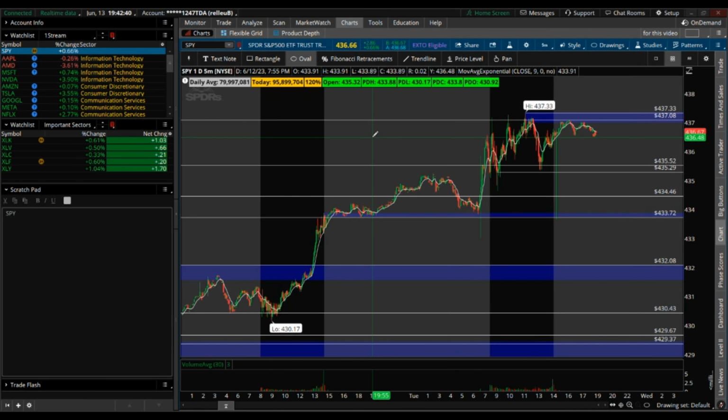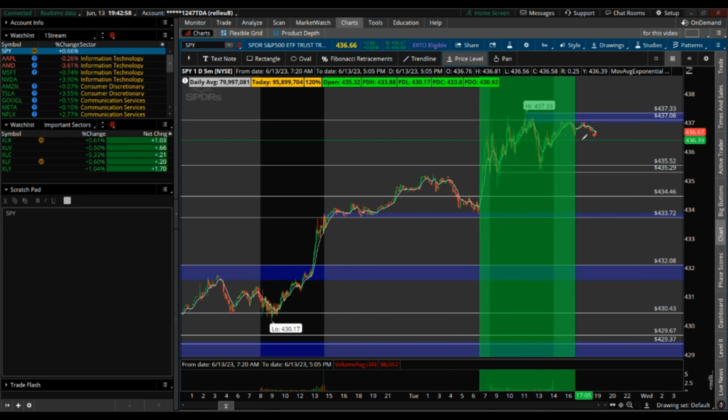I had an intraday supply there off that wick. I don't know if you do stuff like that. To be more consistent, I just like to use the previous days. So if I go over the previous days and there's nothing here, I'm going to go from the first time that it goes up here.